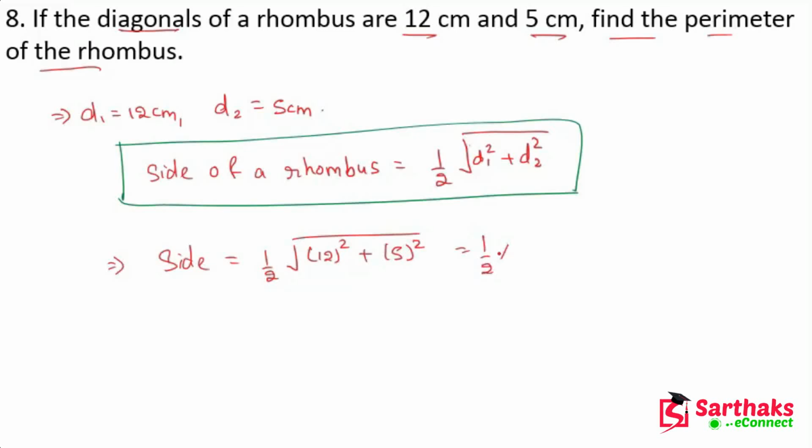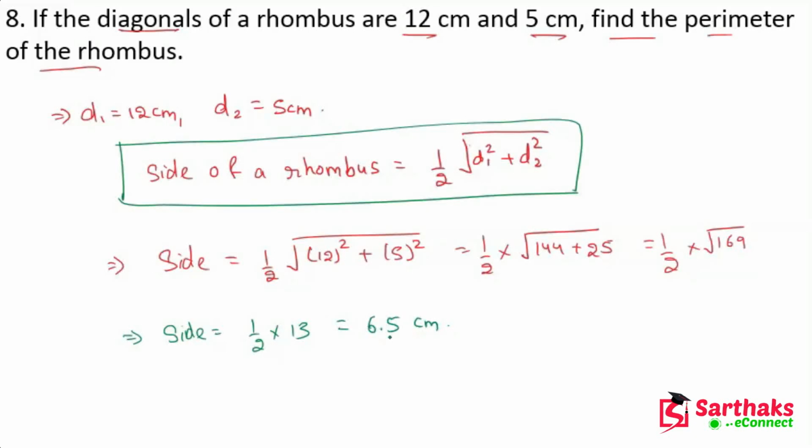So half into this will become 144 plus 25. So this will become half into under root 169, and the under root of 169 will be half into 13. So this will become 6.5 centimeter.